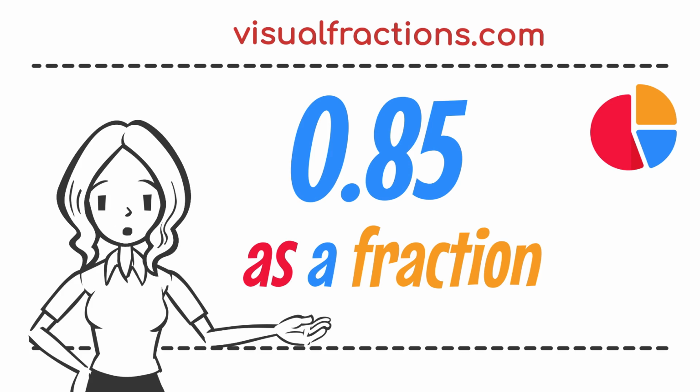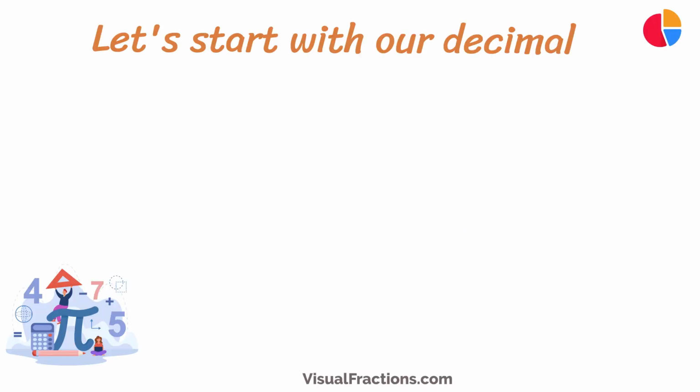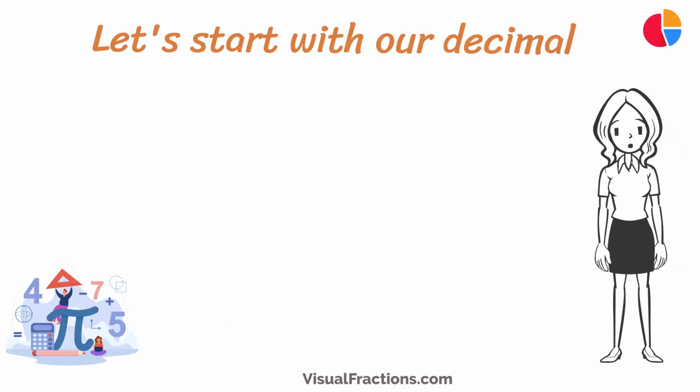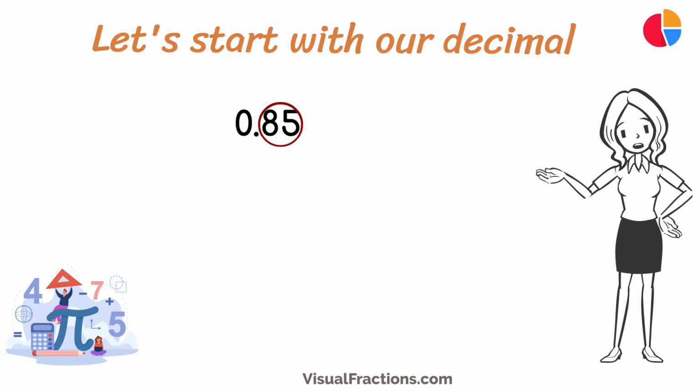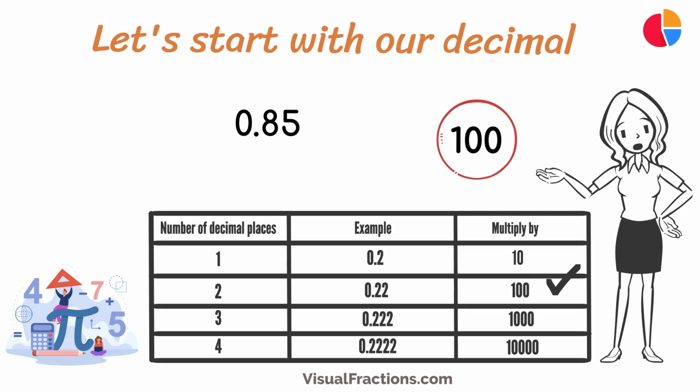Welcome to Visual Fractions. Today, we're diving into how to convert the decimal 0.85 into a fraction. Let's start with our decimal, 0.85. Notice there are two digits to the right of the decimal. This places it in the hundredths position.